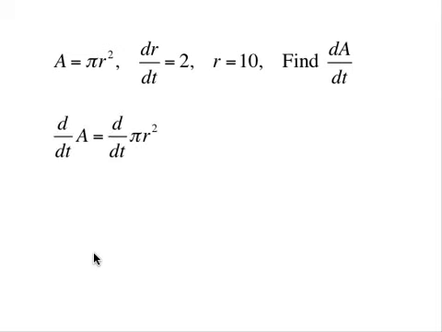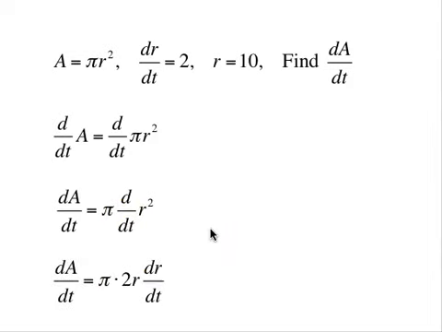The derivative with respect to t of A is the derivative with respect to t of pi r squared. The left-hand side, derivative with respect to t of A is dA/dt. Right-hand side, pi is a constant. Pi can come out to the left of the derivative operator. So we get dA/dt is pi times d/dt of r squared. What's the derivative of something squared? 2 times the something, 2r, times the derivative of the something, the derivative with respect to t of r. That will be 2r dr/dt.